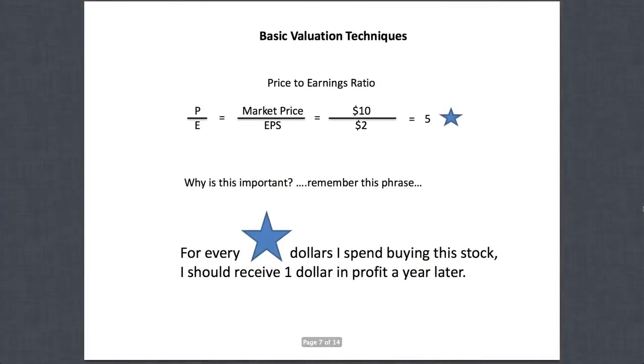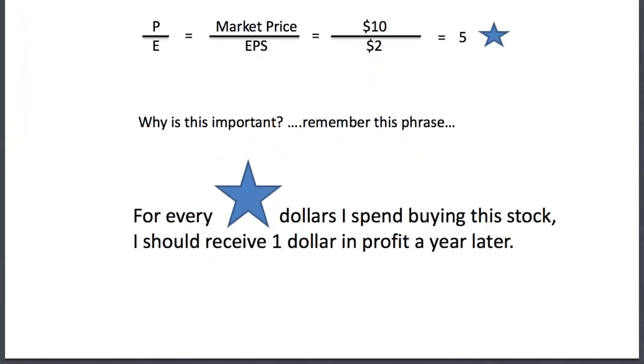So what does that 5 that we came up with mean? Why is that number important? The best way I can describe the PE ratio is to remember this phrase: for every star, where the star represents the PE ratio, you'll put that PE ratio in where the star is. So for every $5 I spend buying this stock, I should receive $1 in profit a year later.